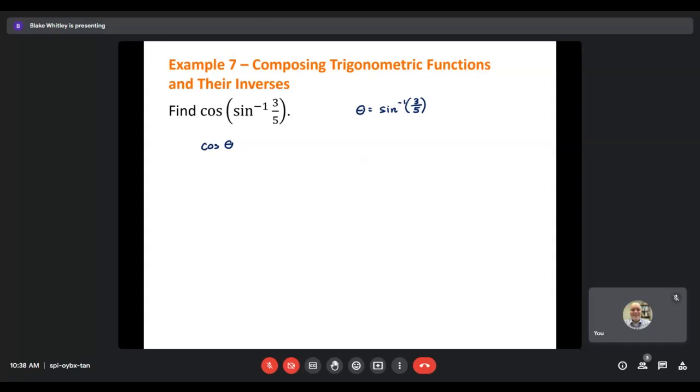So what I want to do now is use that equation that I created, that theta is equal to the inverse sine, and take the sine of both sides. That way I can get rid of that inverse trig function altogether. So I'm going to take the sine of theta, and the sine of the inverse sine of 3/5, because the sine and the inverse sine should cancel each other out. So really this just says that sine of theta is equal to 3/5.